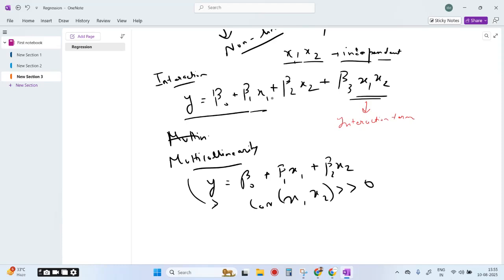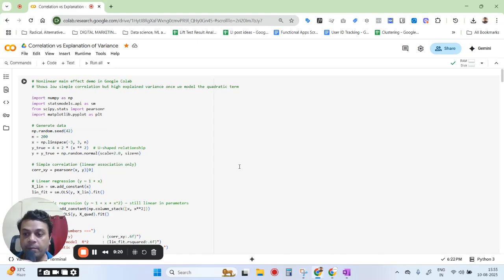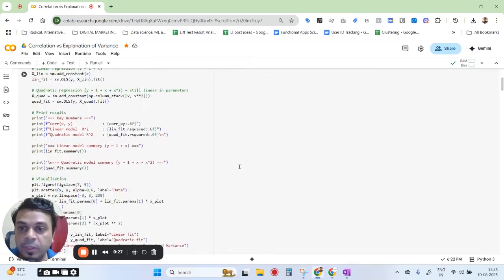So if you take this one, for instance, correlation x1 and y, this is not going to be a good way to look at the association. Okay, you can't just stop there. At least this can be a starting point, but you can't stop there. So now I'm just going to go back to my document here.